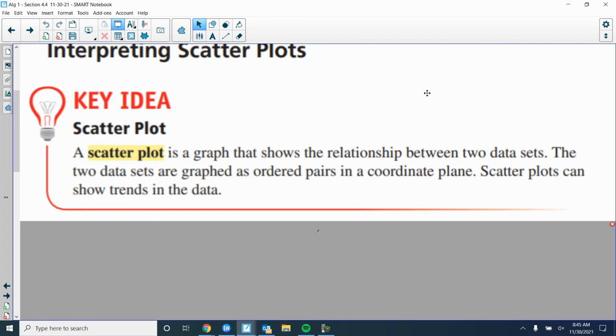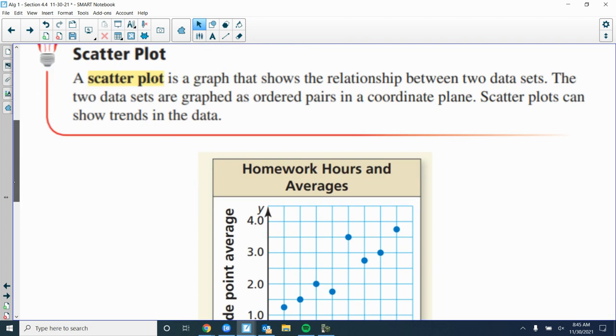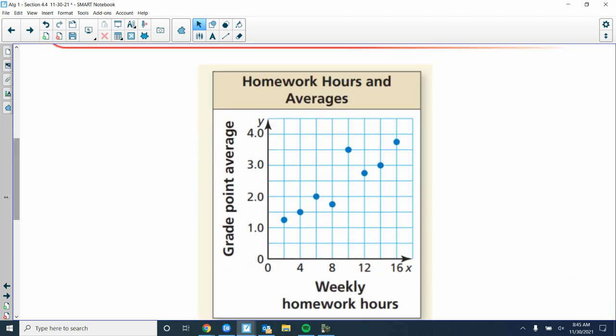All right, ratio between two data sets. The two data sets are graphed as ordered pairs, and then we see if there's any trend in them. Okay, we want to see how things are affected. And then a lot of people do different studies. Obviously, with this COVID-19 thing you might have heard about, there's multiple studies going on about different medicines, different procedures, different processes, what works, what doesn't work.